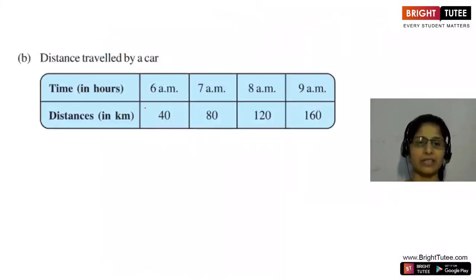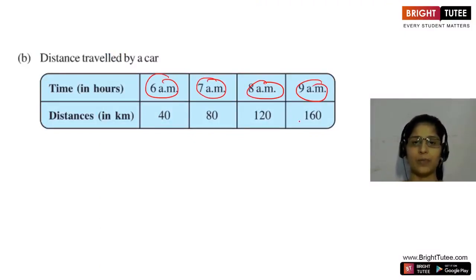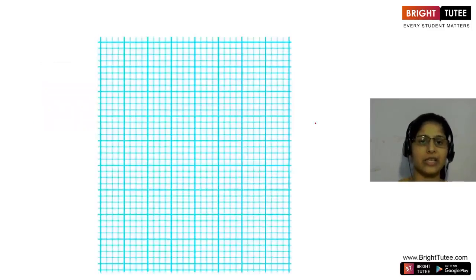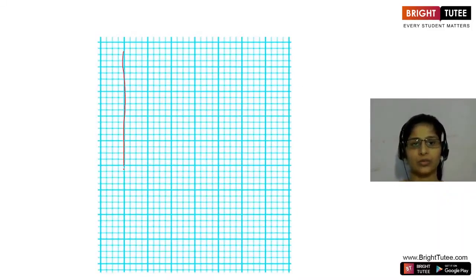Moving ahead, there is another question. Distance traveled by a car is given. Time is given: 6 a.m., 7 a.m., 8 a.m. and 9 a.m. So we'll represent time on one axis and we'll represent distance on another axis. So here we have to draw it. So I'm drawing the y-axis and then here the x-axis. I'm just drawing it roughly. You use your scale. So it is x, it is y, and this is the origin where 0, 0 is.